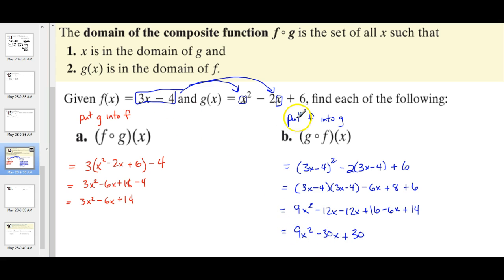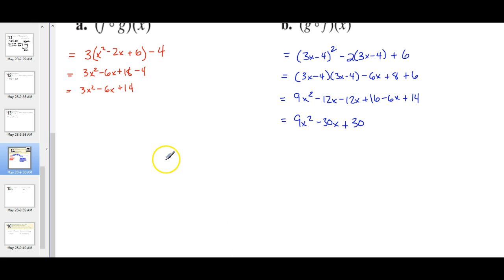So putting f into g gives me this. Putting g into f gives me this. So what you hopefully see here, and what's true in general, is that f of g is usually not equal to g of f. There are occasions where it is, but usually it's not. So it never has to be equal. In general, it's not equal. But again, there will be times we'll see where they are equal.